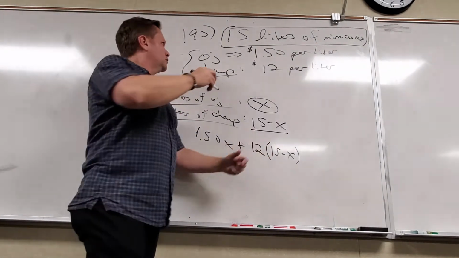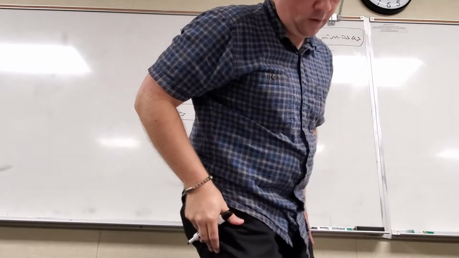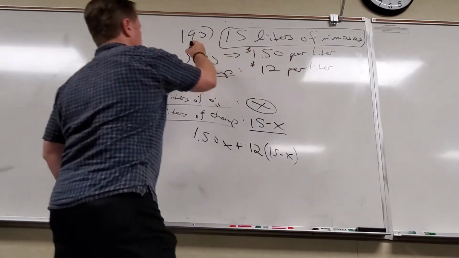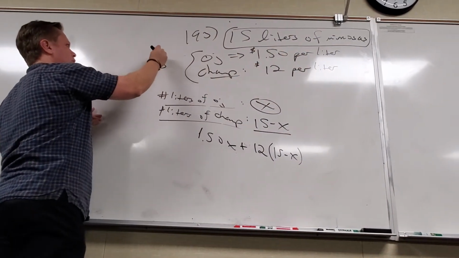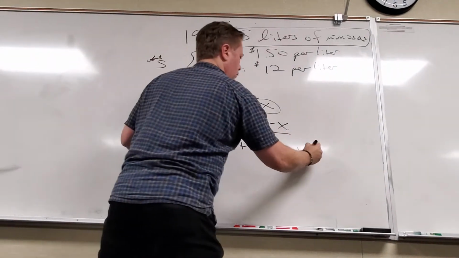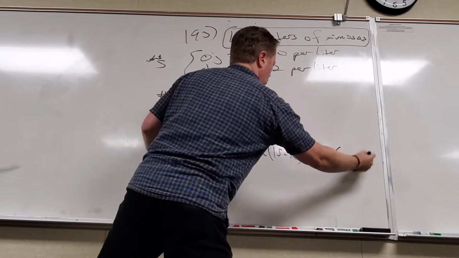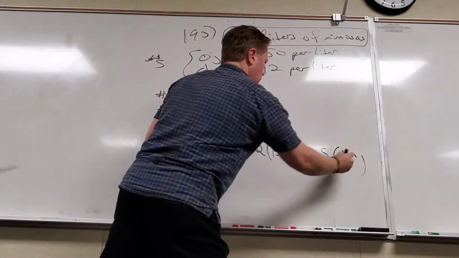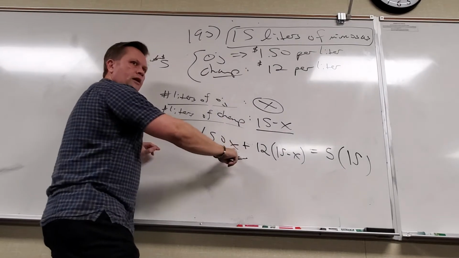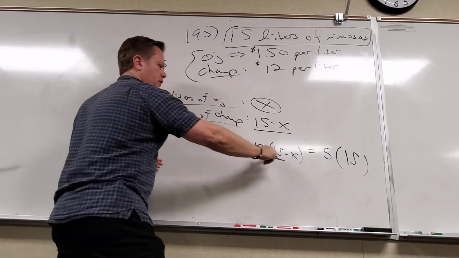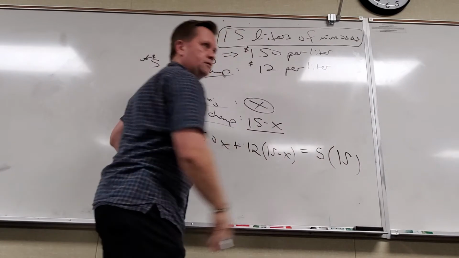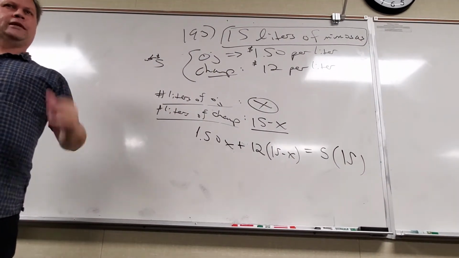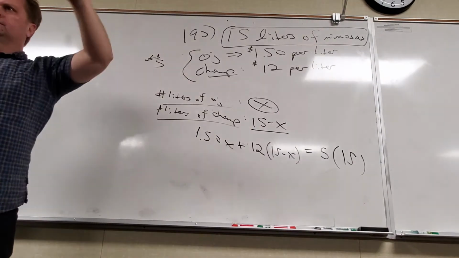Now here's the trick. She wanted this to end up being $5 per liter. She wants this combined to make $5 per liter. So this is going to equal $5 per liter. How many total liters does she have? 15. Money per liter times liters, money per liter times liters. So both sides represent the same thing physically. So at least on that level, I know the equation makes sense.